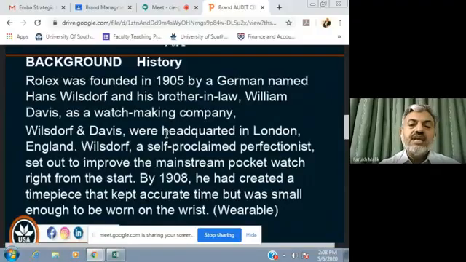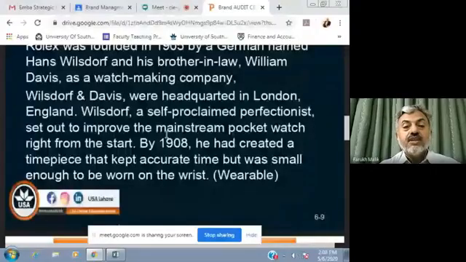And then they came up with a Rolex that could be worn on a wrist, and it was small enough to be worn on a wrist. All the timepieces that were kept in a pocket were of fairly larger size, but this Rolex that they came up with was a small watch, and it was very accurate. Plus, it could be worn on a wrist, so it became a wearable.